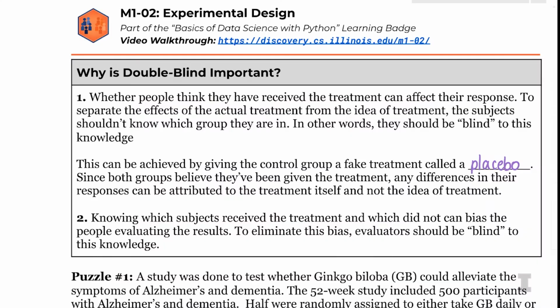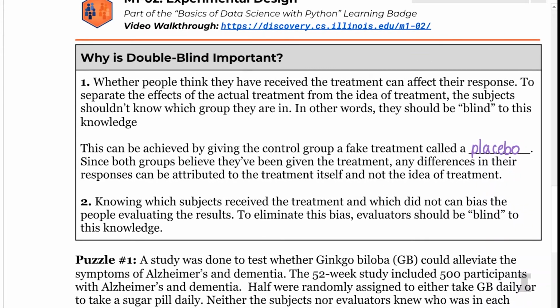So that's the first part of the double blind, is that the subject shouldn't know which group they're in. The second part is that the evaluators shouldn't know which group they're in. This is because knowing which subjects received the treatment and which didn't could potentially bias the people that are evaluating the results. Like, if you're testing a drug and the evaluators thought that the treatment should work, maybe they won't give the people that didn't get it as good of care, or something like that. So to eliminate this type of bias, the evaluators should also be blind to this knowledge. So that's the idea of double blind, and that is key in many of these studies.